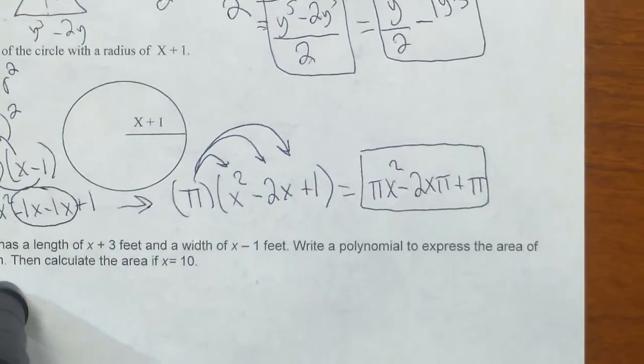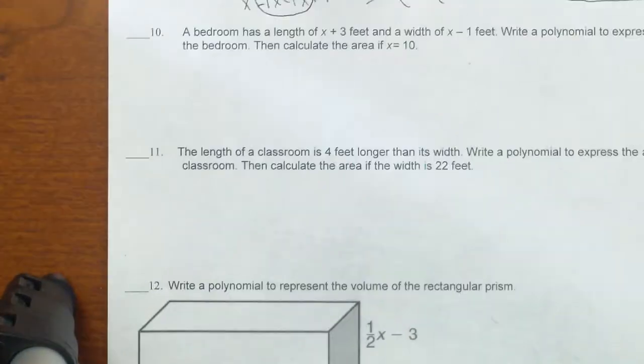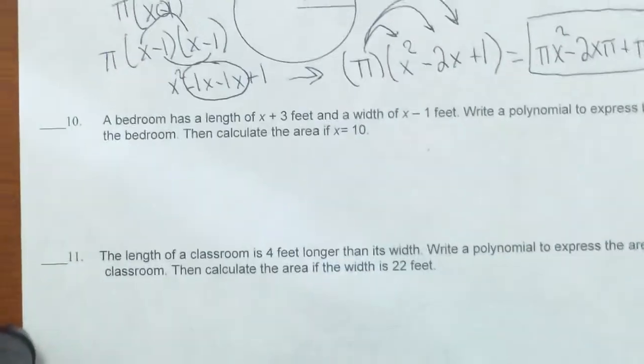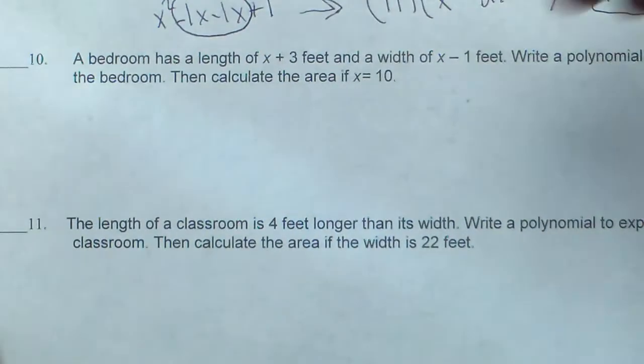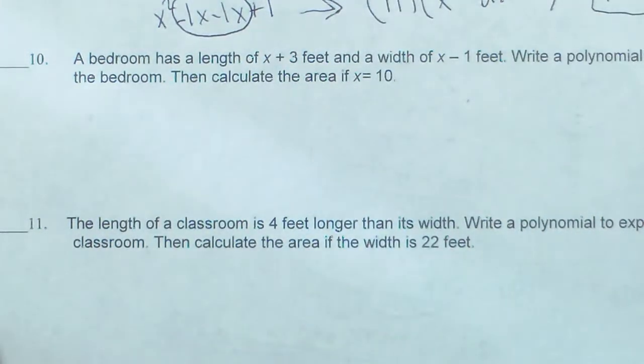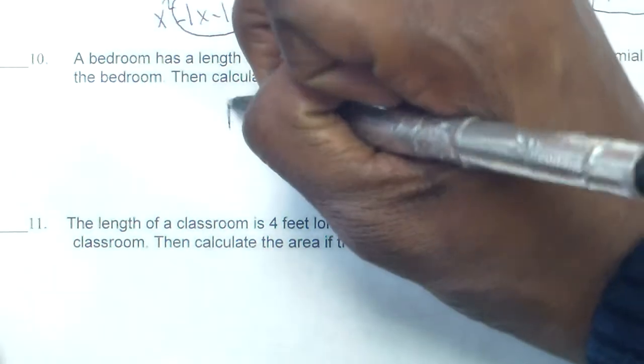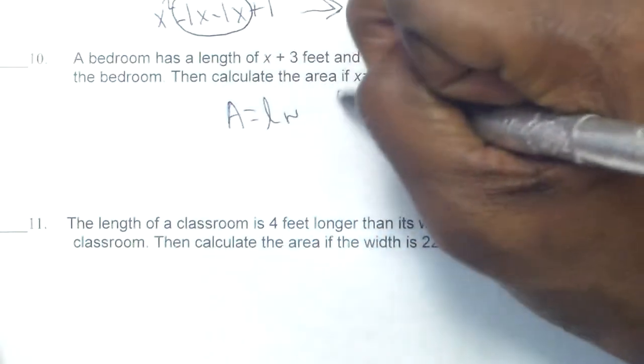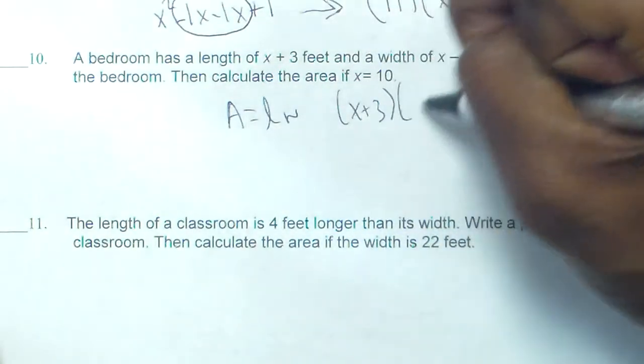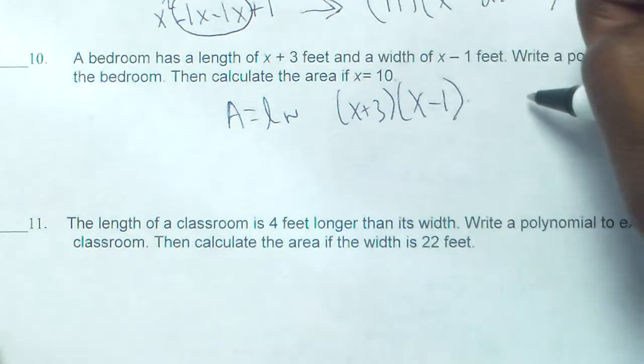Got it? Okay, we're down to the last three. Number 10. A bedroom has a length of x plus 3 and a width of x minus 1. Write a polynomial to express the area. So that's the first step. So we know area of a rectangle is length times width. So we have x plus 3 times x minus 1.